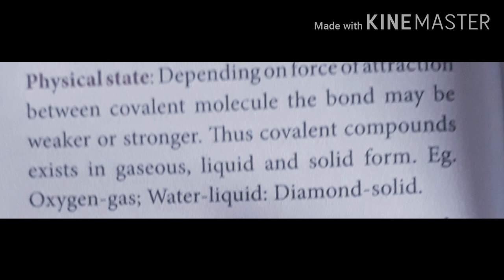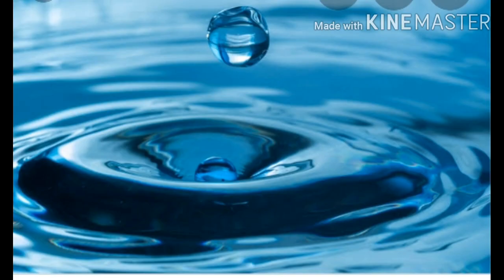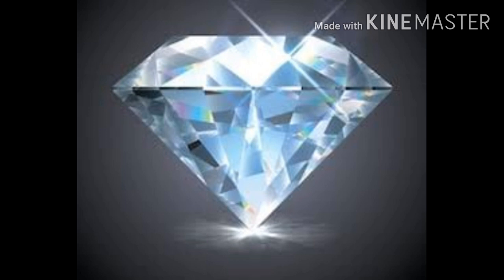An example for gases is oxygen. I already told you that the oxygen molecule contains a covalent bond. It is a gas. Water is also a covalent compound and it's a liquid. The bond existing in water is a covalent bond. A solid example is diamond. The bond existing in diamond is a covalent bond, and it is a solid. So covalent compounds may be solid, liquid or gases. Okay. Next one is electrical conductivity.